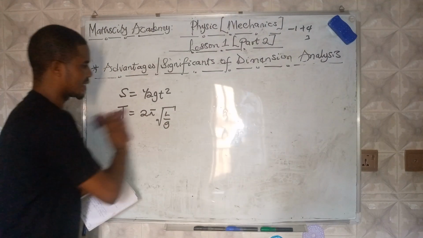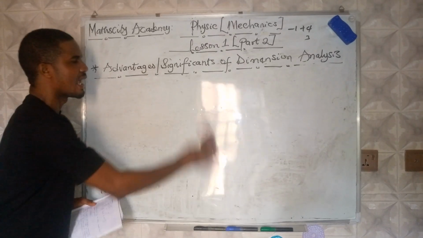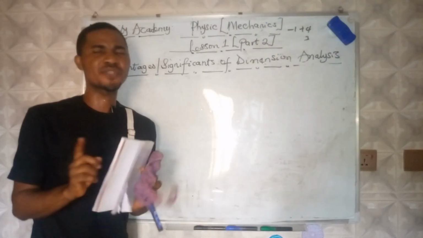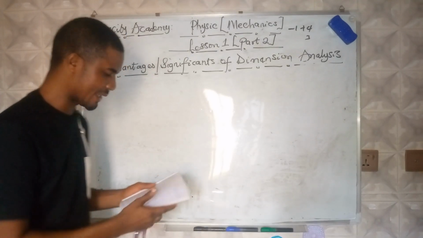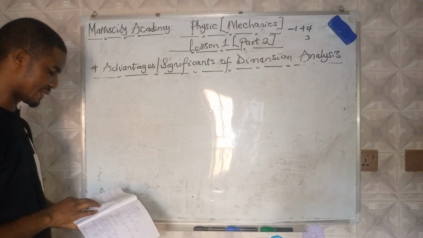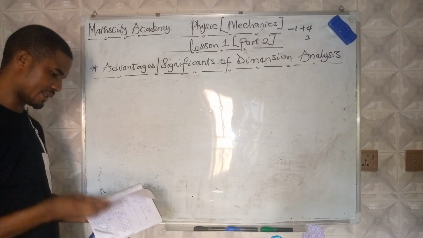So we are going to establish that. How do I know the relationship between two or more physical quantities? It is by finding the value of their exponents. Let's take an example here. I'm taking the first example for this.